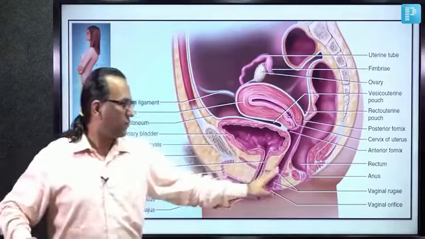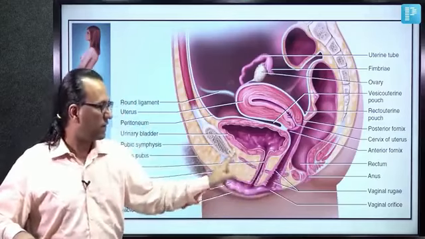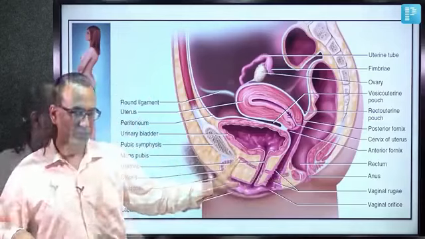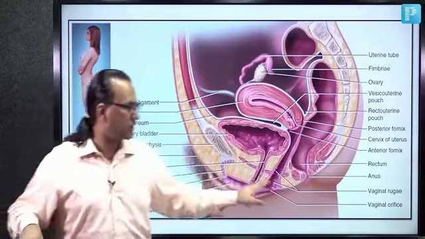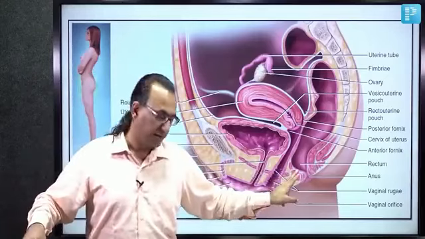You can find the vagina was passing through the deep perineal pouch along with the urethra, and we need to magnify this area now. And here also you can see the perineal body attaching to the perineal membrane posteriorly.